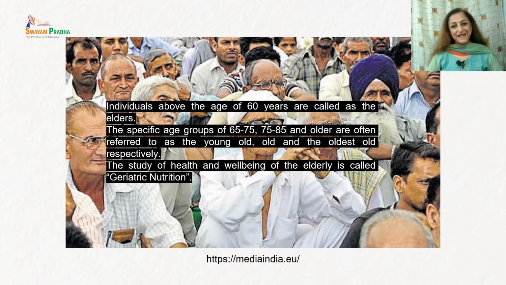Who are elderly? Individuals above the age of 60 years are known as elders, and within this, people between 65 to 75 years we call young old, people between 75 to 85 we call old, and people who are over 85 are known as oldest old. And the study of health and well-being of the elderly is called geriatric nutrition.